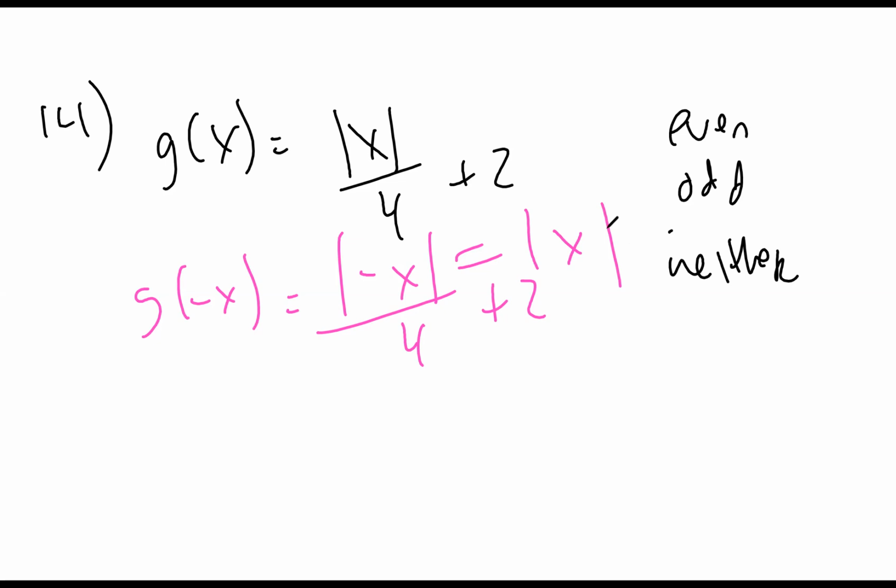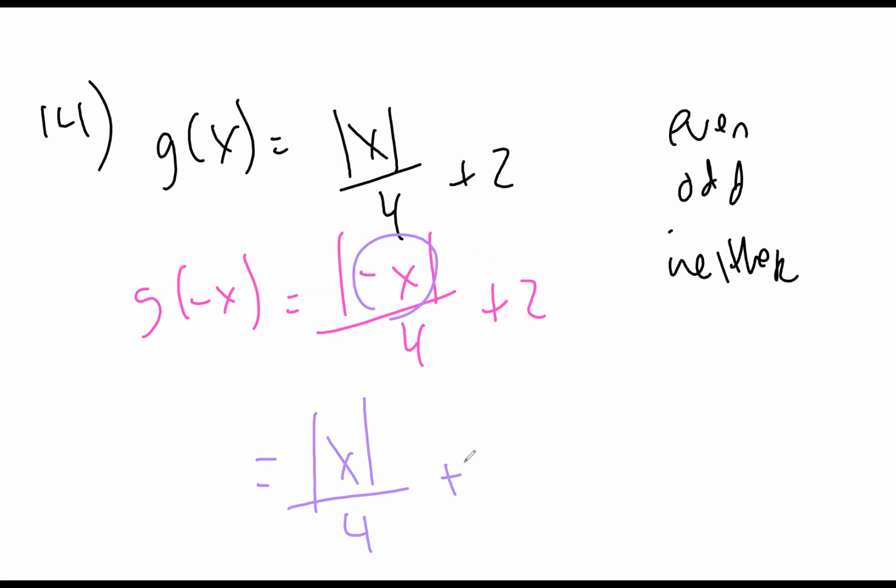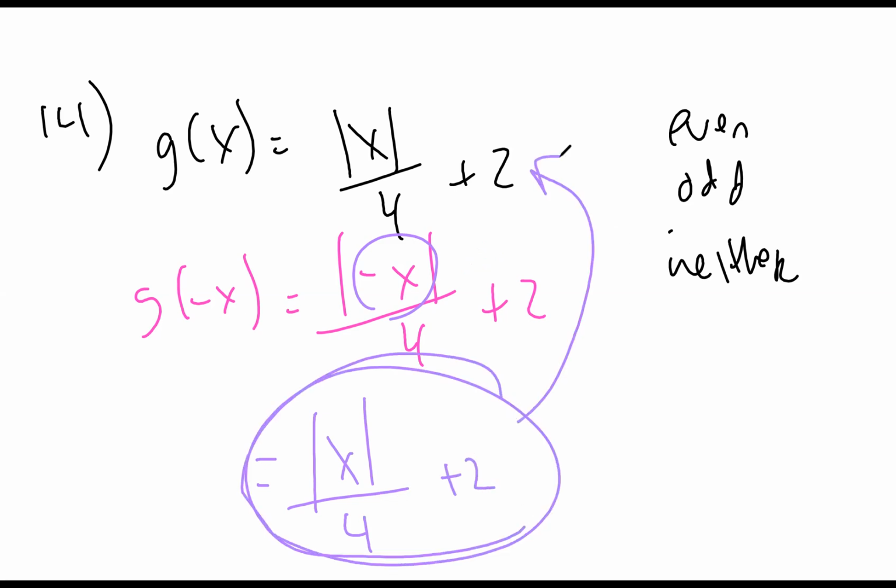Yeah. And so what happens is when we go to simplify this thing down below, we're going to say, oh, well, this actually equals, and we had just said that this guy is really going to be the absolute value of x. That's the only thing that changed. 4 didn't change, plus 2 didn't change. So here's what I ended up with. Here's what I started with. Are those exactly the same? Yeah. So even function, done.